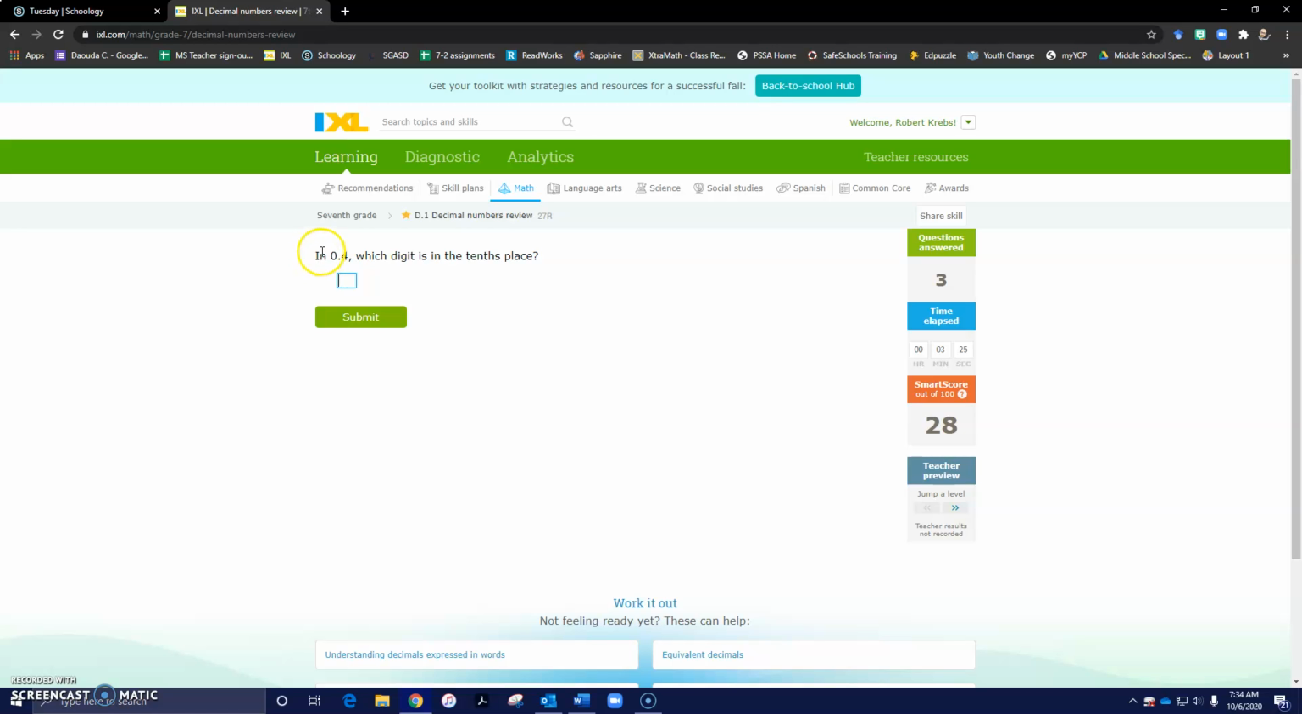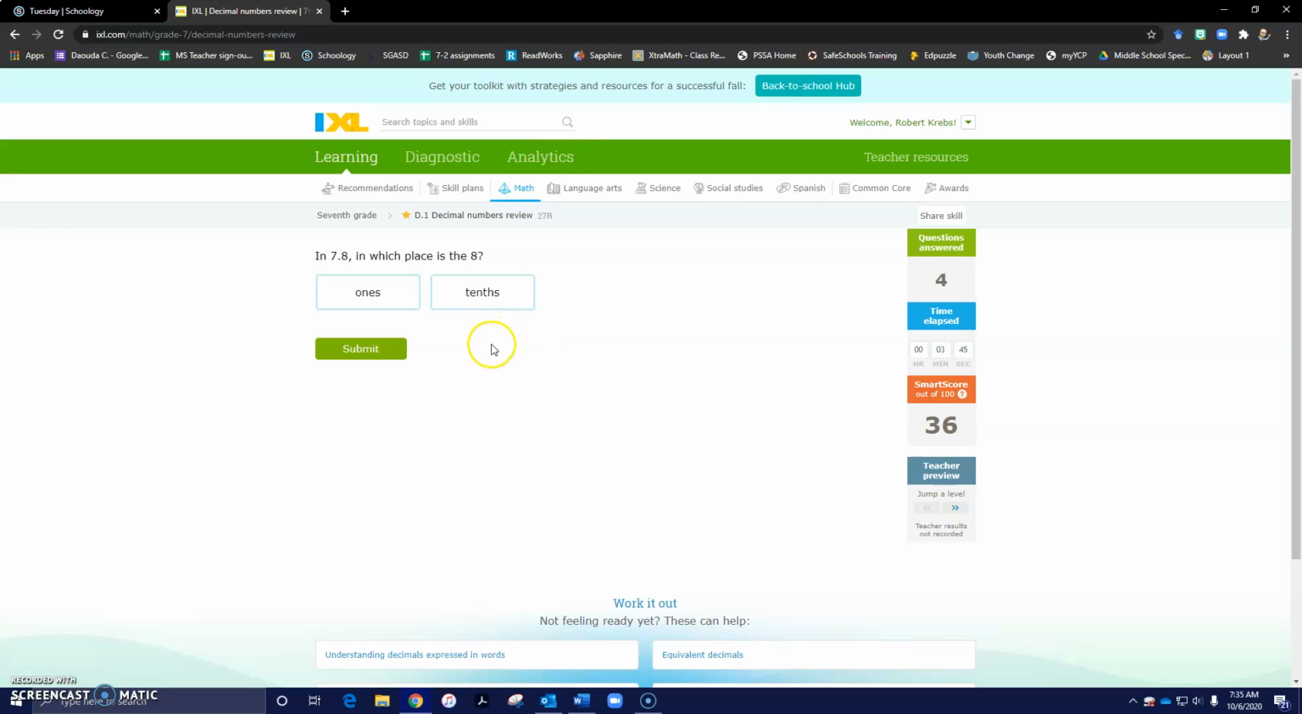This example is asking me in 0.4, which digit's in the tenths place. And again, tenths place is that place right to the right of the decimal. So the 4 is going to be the one that's in the tenths place there. All right? And it's going to ask very similar questions throughout this review of decimals.